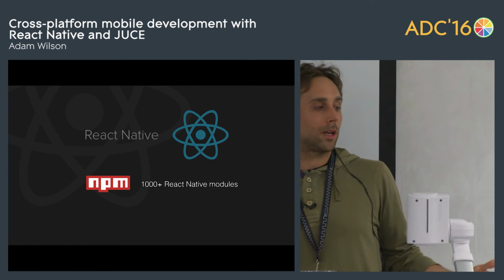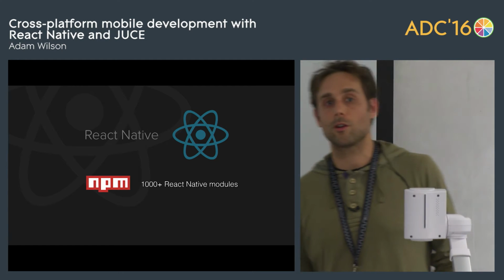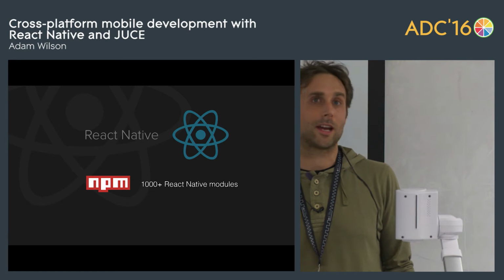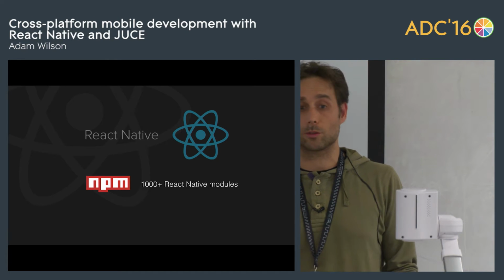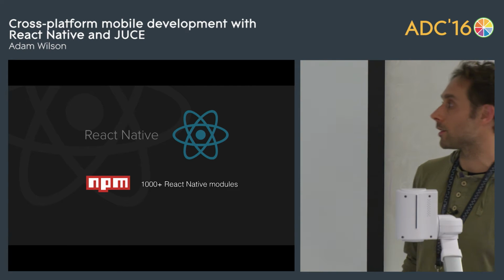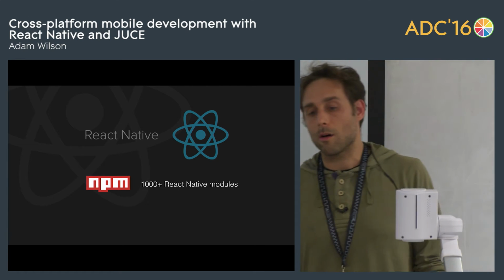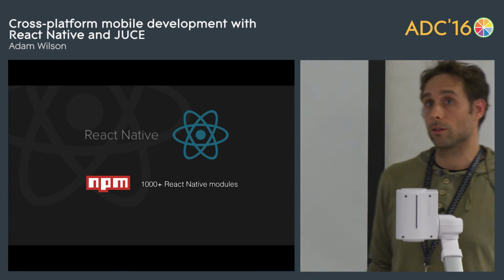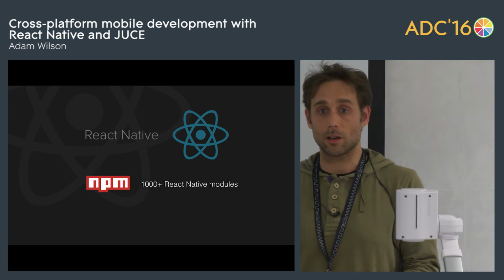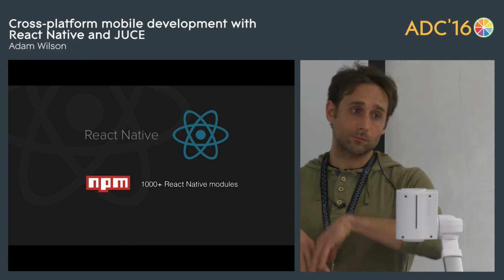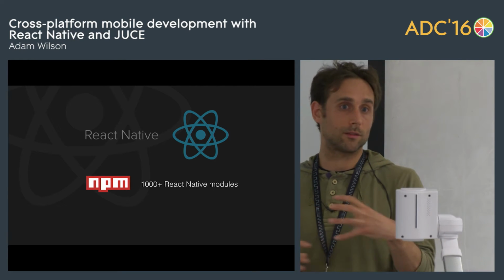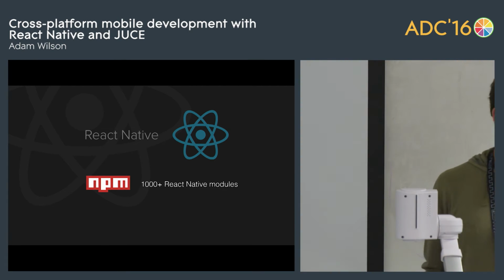Another really big plus is access to the Node package manager, NPM, which has probably by now hundreds of thousands of JavaScript modules. And I did a search and counted more than 1,000 React Native modules. Many of those will include, or some of those will include native Java and Objective-C code. So basically there'll be JavaScript wrappers around actual native components for either platform or both.